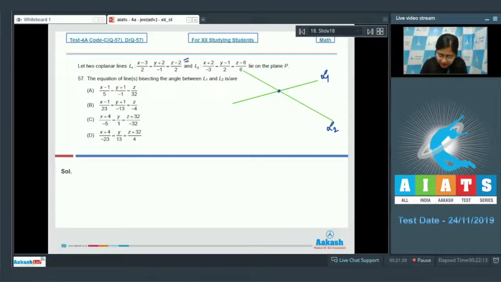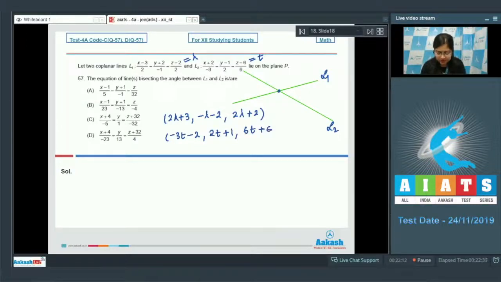So let us take L1 equal to lambda, L2 equal to t. So the general point on L1 is 2 lambda plus 3, minus lambda minus 2, 2 lambda plus 2. And the general point on L2 is minus 3t minus 2, 2t plus 1, 6t plus 6, right? Now these should be equated. So 2 lambda plus 3 is equal to minus 3t minus 2.